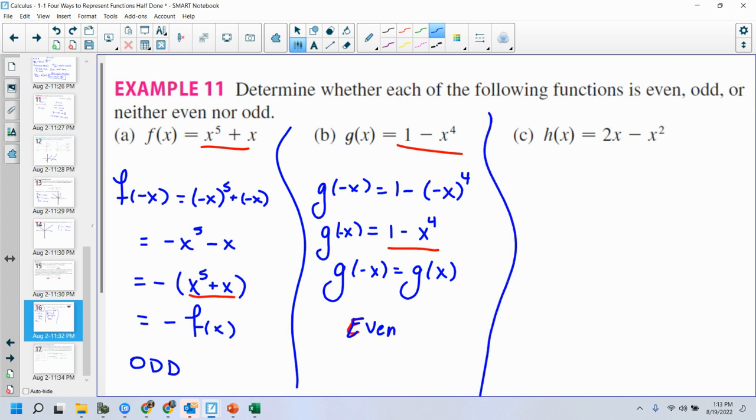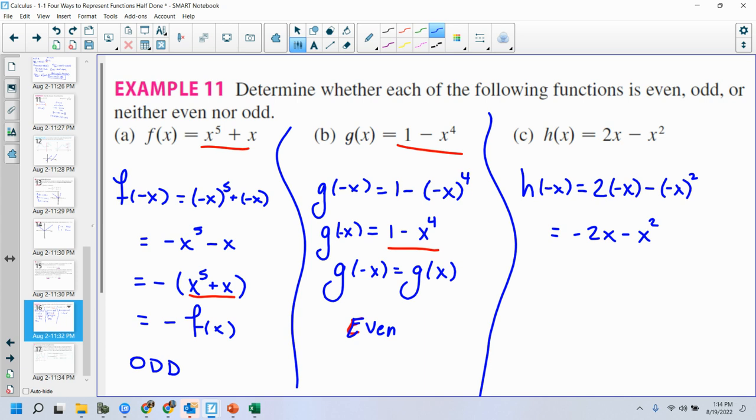I'm guessing the last one is neither. One of each, I guess. Let's check. Let's see h of negative x. Okay, so that would be 2 times negative x minus negative x squared. So this becomes negative 2x minus, and then the negative gets canceled out because of the squared.